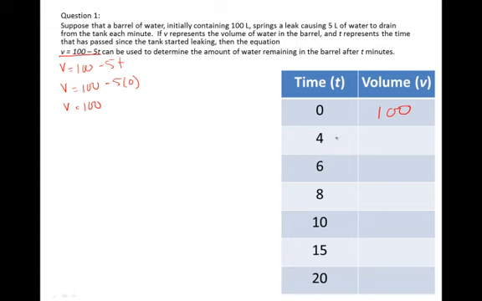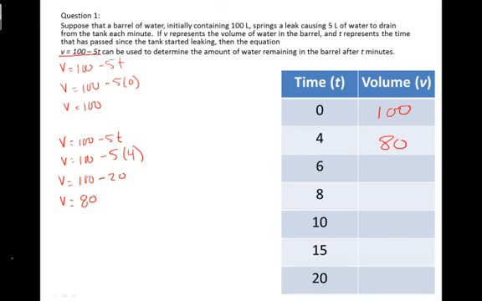Now let's see what happens after 4 minutes. So I'm going to have here V equals 100 minus 5T. Again, that's the formula that we have here. And now I'm going to put 4 in place of T. So I'm going to have, again, V equals 100 minus 5 times 4. So you do your multiplication before you do the adding and subtracting. So I'm going to have here V equals 100, negative 5 times 4 is negative 20. And then work this out. 100 minus 20, that's V equaling 80. So I'm going to just put 80 right here.